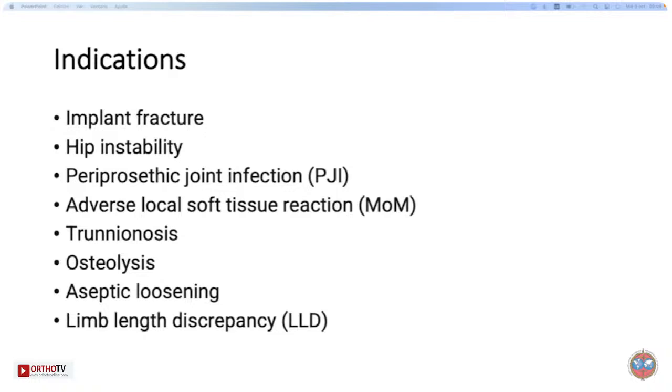I will show you some indications for acetabular revision, like implant fracture, hip instability, periprosthetic joint infection, adverse local soft tissue reaction, osteolysis, aseptic loosening, limb length discrepancy. I would like to continue with contraindications, like severe infection and low life expectancy.